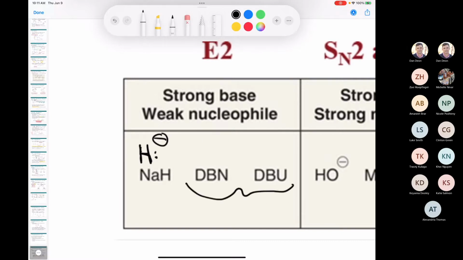DBU and DBN stand for diazabicycloundecene and diazabicyclononene. We're going to talk about those in a little bit. I thought I had their structures in the slides somewhere, but I don't think I do, so for the first time since you've been in this class, I'm going to ask you to read this in the textbook. Read about DBU and DBN, which are covered in chapter 7. The bottom line is that these are acronyms for two other bases. I'm never going to ask you to draw them. I'll ask you to be able to recognize that a structure is either DBU or DBN. They have very, very recognizable structures. All you need to know is that they represent strong bases that are weak nucleophiles.